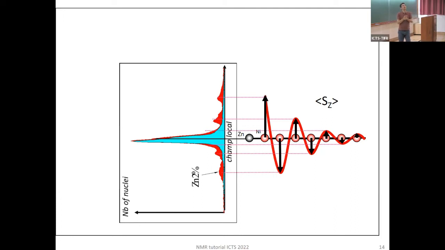Well, if I don't tell you anything about the physics of your system, and I just give you a spectrum, you cannot reconstruct it. You have to think. You have to know a bit what you expect, etc.